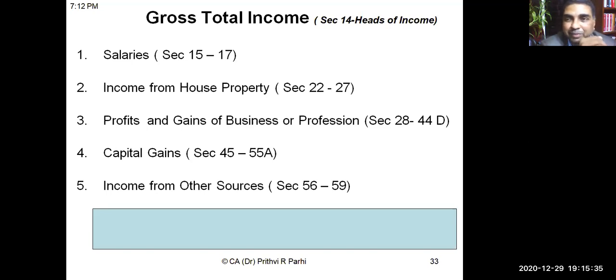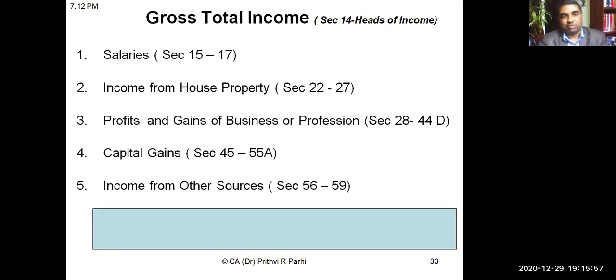So one person might have some income from salary, some income from house property, some income from profits and gains of business or profession, some income from capital gains, and some income from other sources. A person may have multiple incomes. Is it possible or not? Yes, sir.